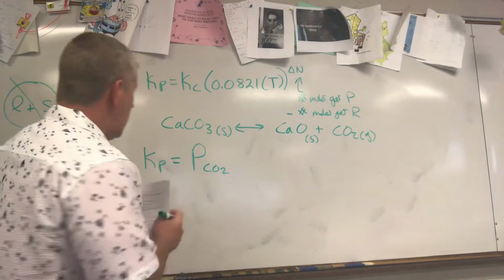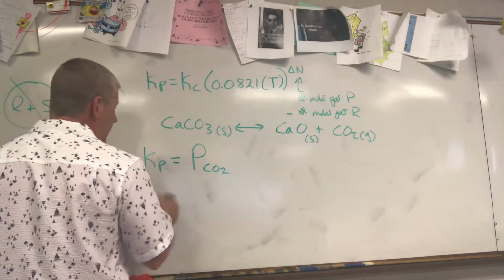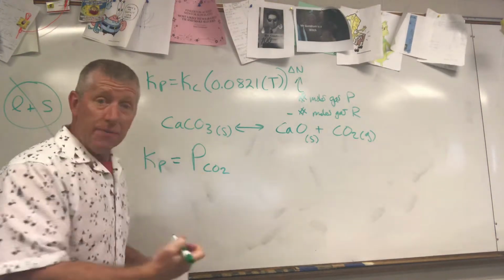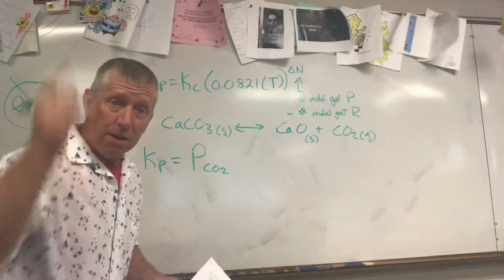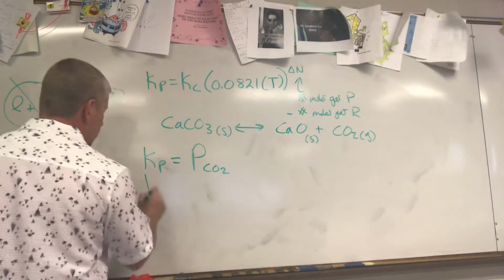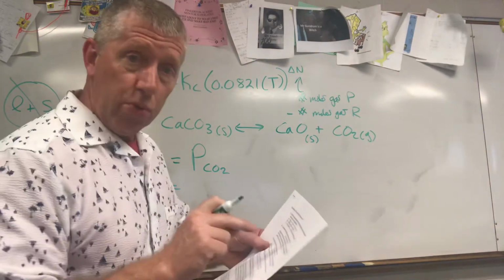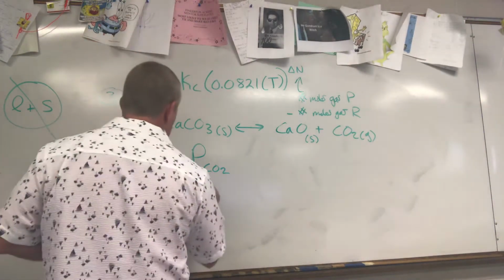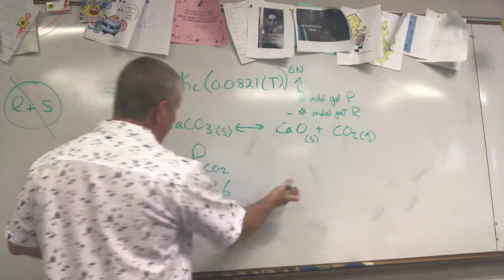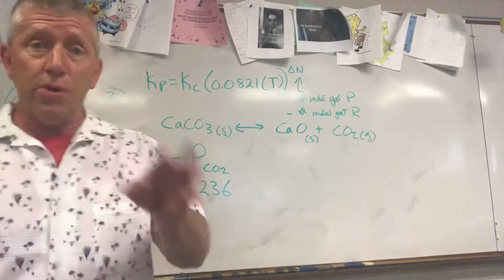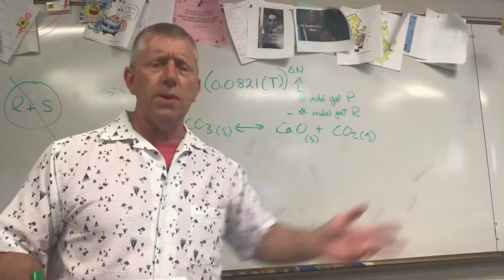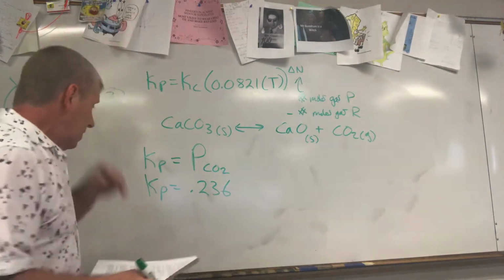So I know what the Kp is if I just put the pressure right here of the CO2. Easy peasy lemon squeezy. Kp is equal to the pressure of the CO2, which I was given as 0.236 atmospheres. 0.236. You don't write the word atmospheres. K values don't have any numbers or any units associated with them. You just have the number. So that is my Kp.